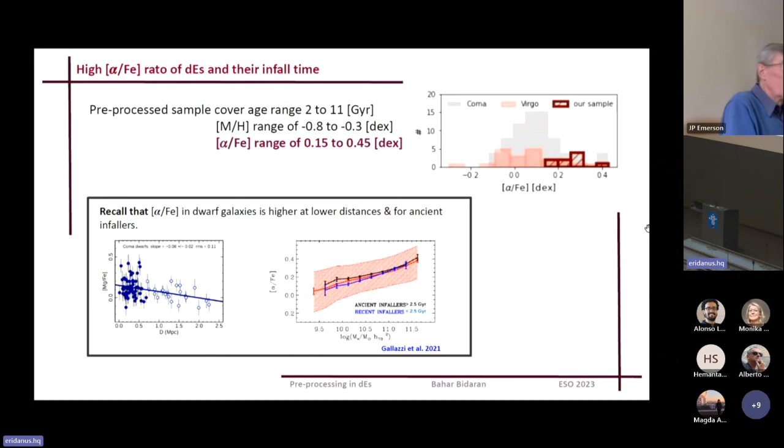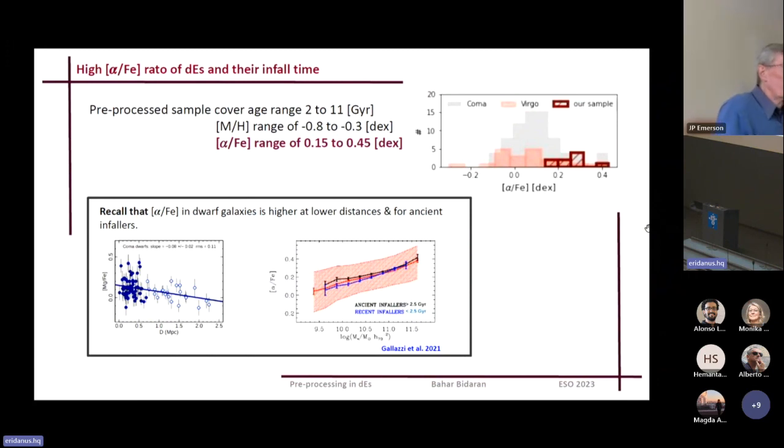Before that, I have to mention why that high alpha over Fe is interesting. First of all, such high alpha over Fe is expected in the central part of the clusters, but these 9Ds are in the outskirts of Virgo. And second, because such high alpha over Fe is not expected for dwarf galaxies.